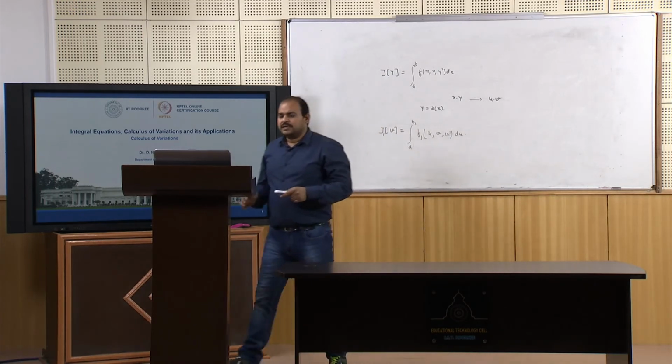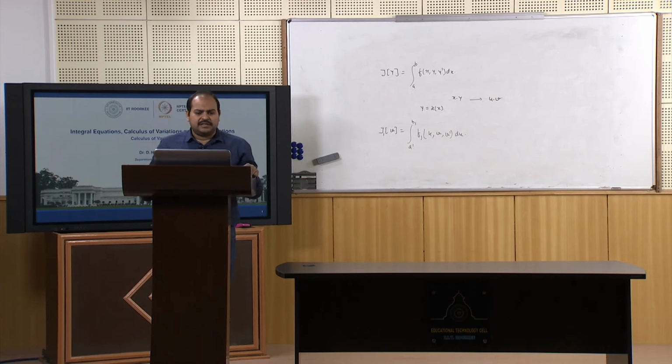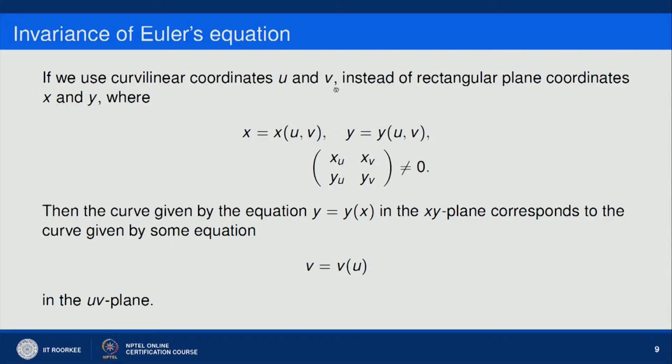So here let us consider that we use curvilinear coordinates u and v instead of rectangular planar coordinates x and y, where x and y and u and v are related in such a way that x can be written as a function of u and v, and y is a given function of u and v. Since u, v and x, y simply represent coordinate systems, we are assuming that the Jacobian of x, y with respect to u, v is non-zero. It means that the determinant with entries x_u, x_v, y_u, y_v is non-zero.